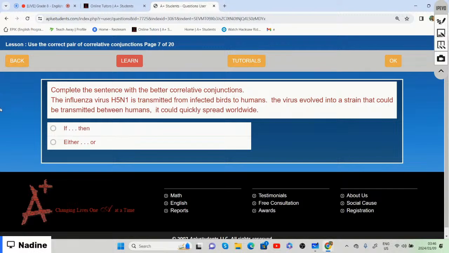So we need to complete the sentence with the better correlative conjunction. The influenza virus, which is H5N1, is transmitted from infected birds to humans. Do we say if the virus evolved into a strain that could be transmitted between humans, then it could quickly spread worldwide? Or do we say either the virus evolved into a strain that could be transmitted between humans, or it could quickly spread worldwide? Which one is the correct correlative conjunction? Is it if then, or is it either or?